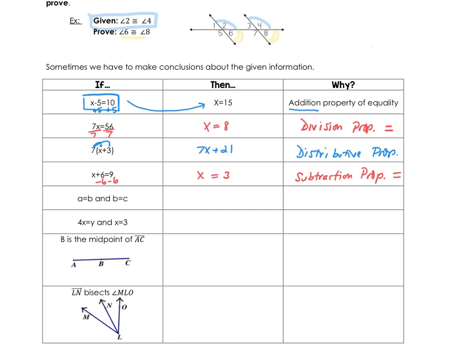The next one is a little different. So I'm just going to write the word if right here. If a equals b and b equals c, then our conclusion can be that a is equal to c. Right? First is equal to last. And that's an example of the transitive property.